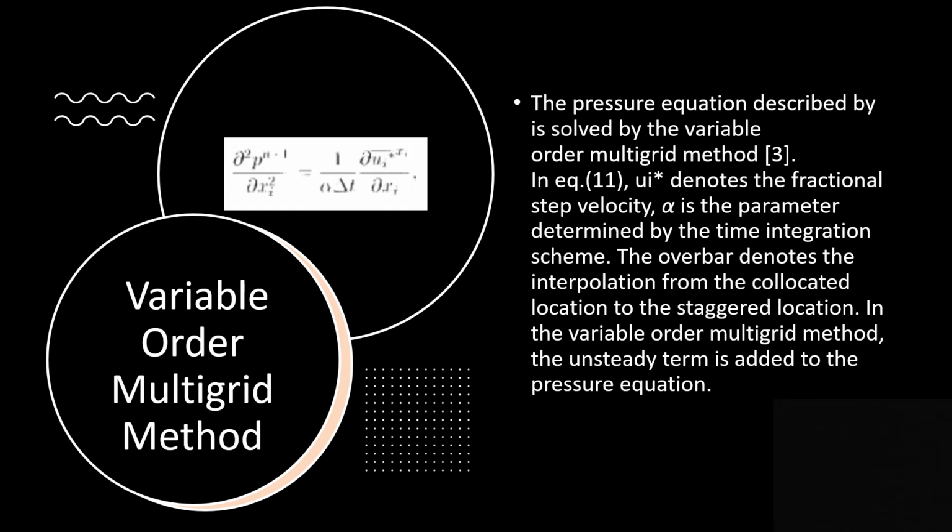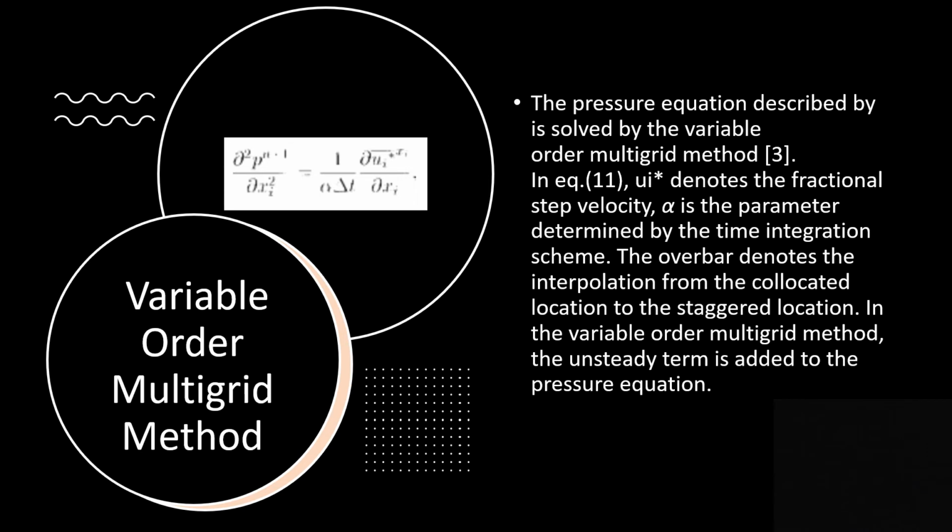In the variable order multigrid method, the unsteady term is added to the pressure equation. You can see the equation: the second derivative of p to the power n minus 1 with respect to x squared equals 1 over delta t times the derivative of u_x star with respect to x.